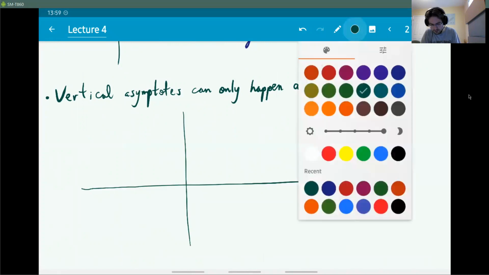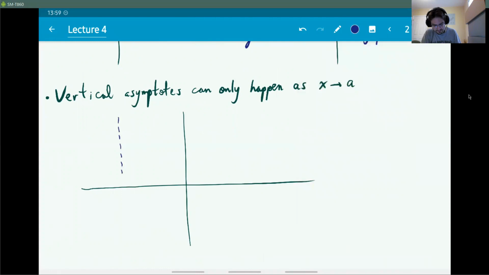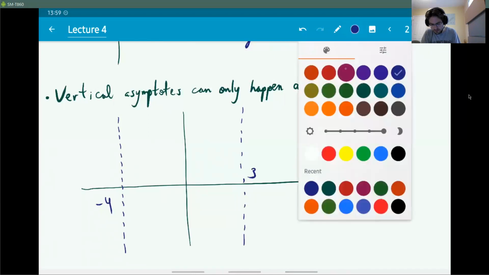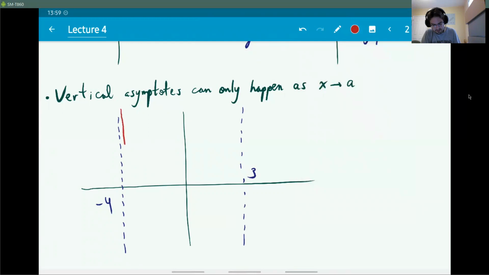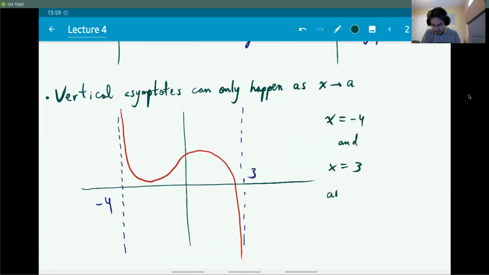Let me draw this in red, well, the asymptotes in blue. Let's imagine like this is the number -4, and here is the number 3. You can imagine a graph that's doing something like this. You see that it's trying to become more and more vertical as x approaches both -4 and also 3, which means that those lines, x equals -4 and x equals 3, are vertical asymptotes.